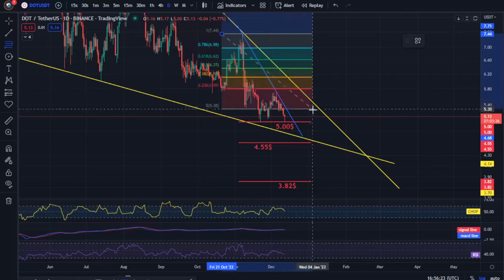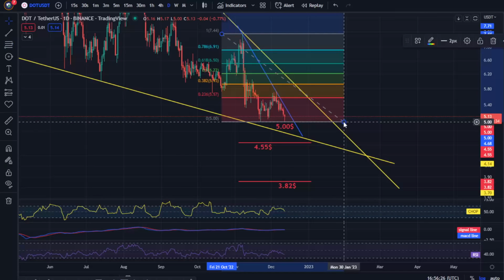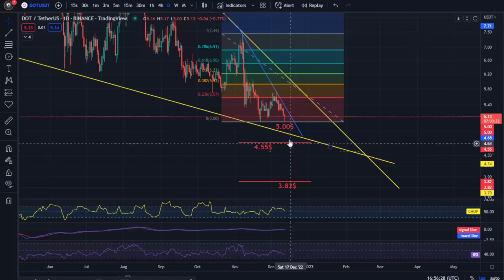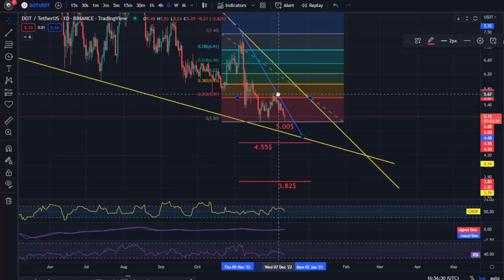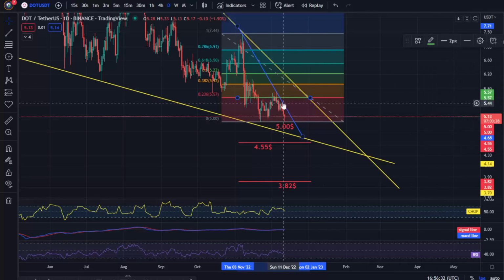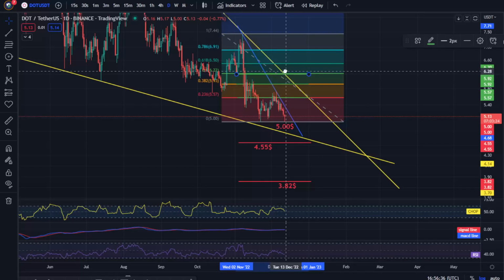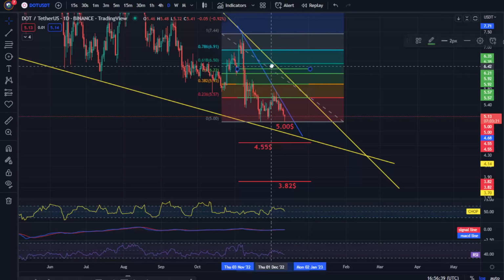Looking the other way, we will set the DOT resistance points in the same way, and here we have the first resistance at the price of $5.57, the second at the price of $5.92, the third at the price of $6.21 and the fourth at the price of $6.50.